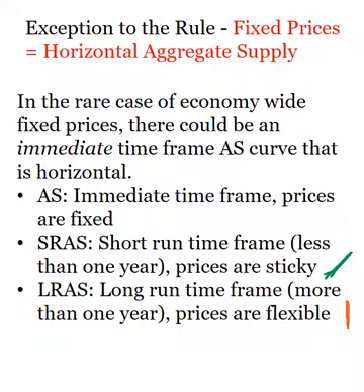Now, it would be very unusual for all prices to be fixed. This would be the government saying that all prices in the economy are going to be locked, they can't change at all. That would be an immediate time frame, less than a year. And in that case, aggregate supply would actually be horizontal. It's a very unusual thing, but I want you to see that we have SRAS that's diagonal, LRAS that's vertical, and in the extreme case, if there's economy-wide fixed prices, in the immediate time frame only, aggregate supply can be horizontal.